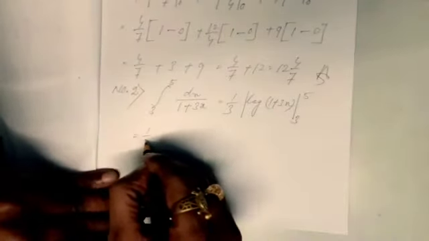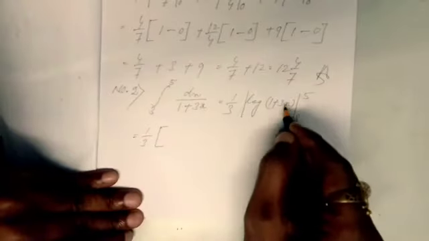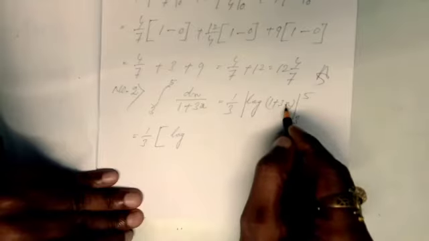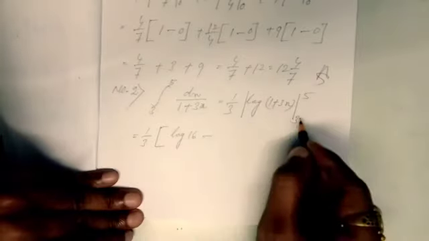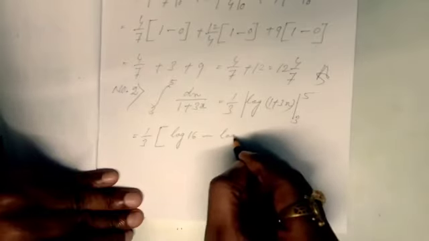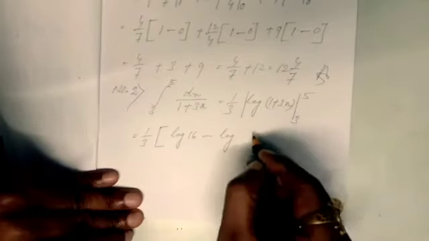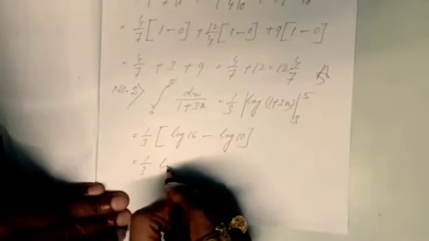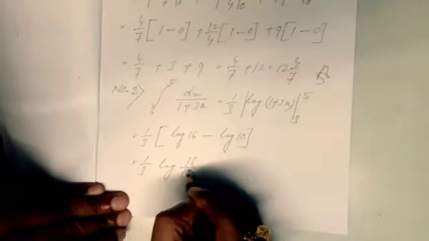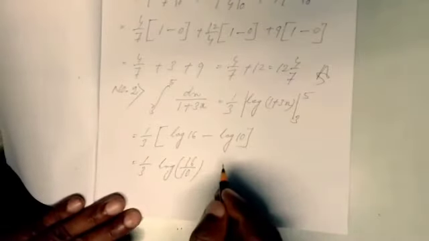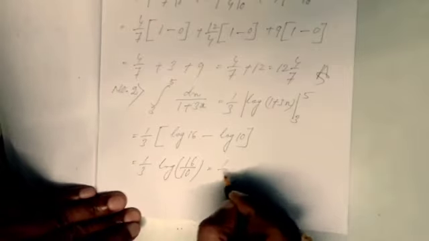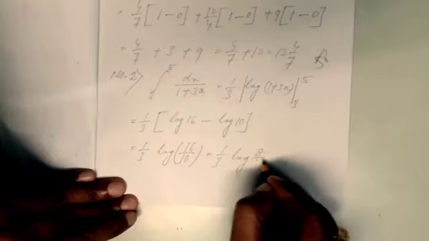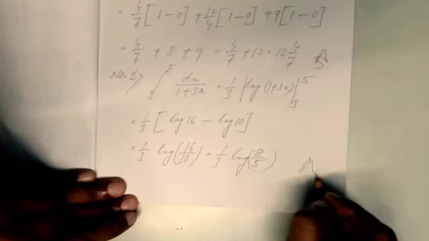The answer will be 1 by 3. What is the value of upper limit? This will be log of 1 plus 15, means 16, log 16, minus, if I put 3 here, log of 1 plus 9, that means 1 plus 9 is 10, log 10. The final answer is 1 by 3 log 16 by 10. 16 by 10, you have to simplify. 1 by 3 log 8 by 5. This is the answer.